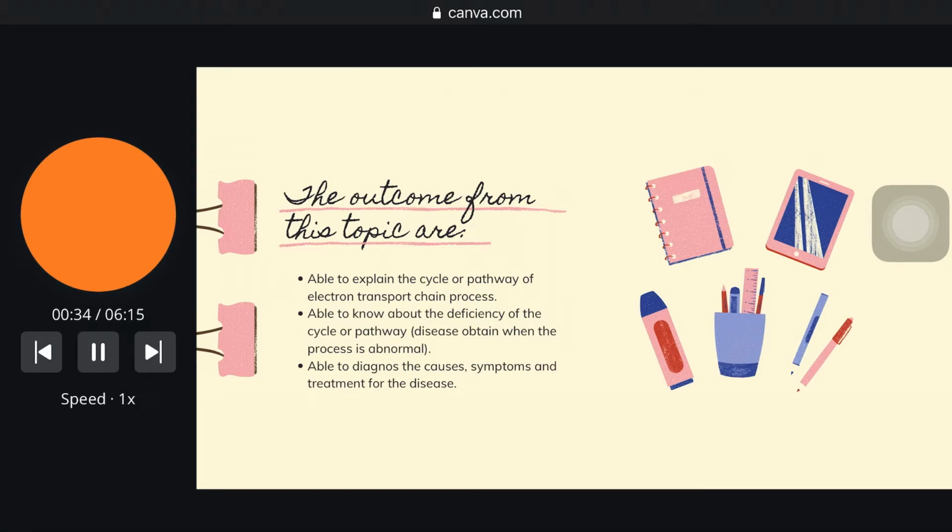Okay, but before that, let us see the outcome from this learning. First, we will be able to know about the process of the pathway of the electron transport chain. Next, we are able to know about the deficiency of the cycle. In other words, we are going to know about the disease obtained when the process is abnormal. And lastly, we will be able to diagnose the causes, symptoms, and treatment for the disease.